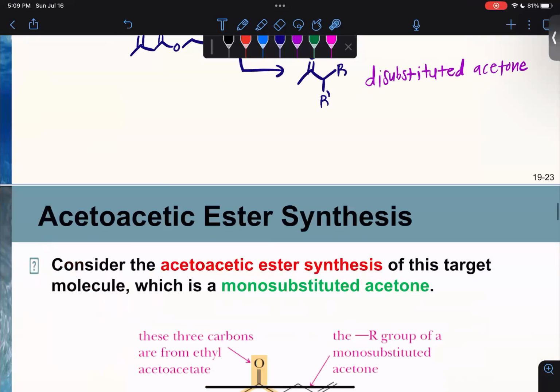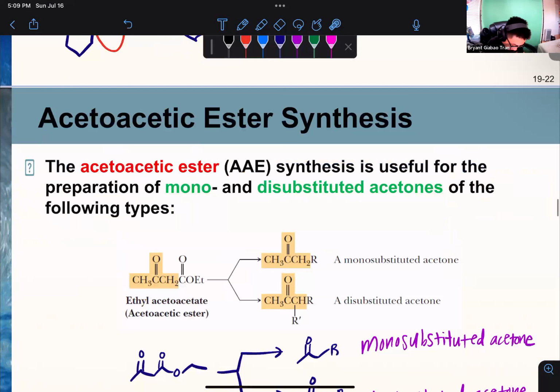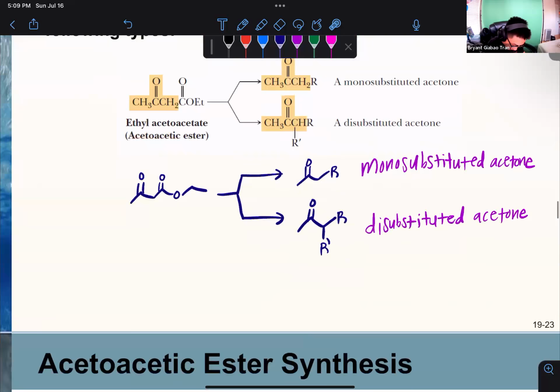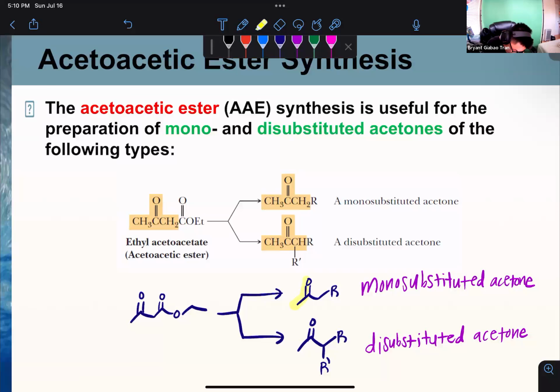Okay, let's go over it. So, acetoacetic ester synthesis is going to produce a mono or disubstituted acetone. So an acetone, I'm going to highlight the acetone here. It's basically this ketone with two methyl groups. You see my highlighted acetone.